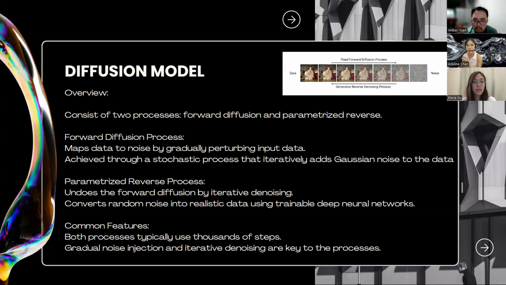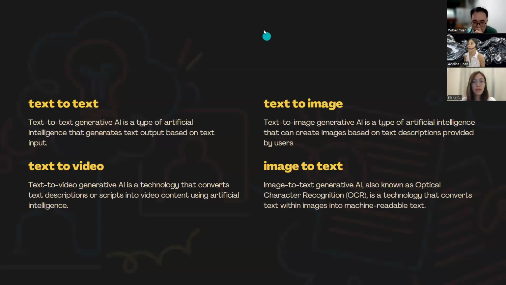So I hope I'm not explaining it badly, but what I'm trying to say is both processes typically use 1,000 steps. So each step is one layer of the scribble being removed, and then the gradual noise and iterative denoising are the main key process. So think of it this way: the learning is the forward diffusion, and the image generation is the parametrized reverse process. Okay, but we're not going to be way too technical today. It's a first taste, it's an introduction, and I'll explain a little bit more.